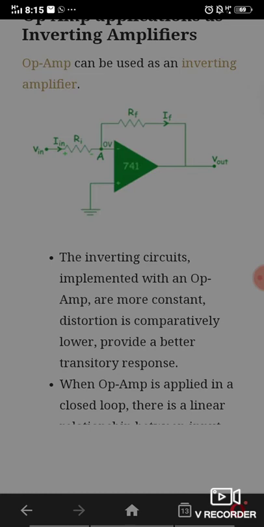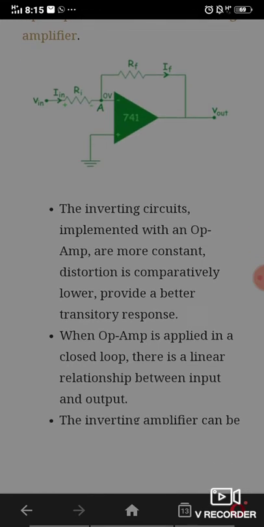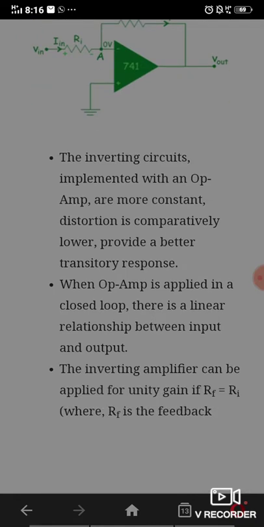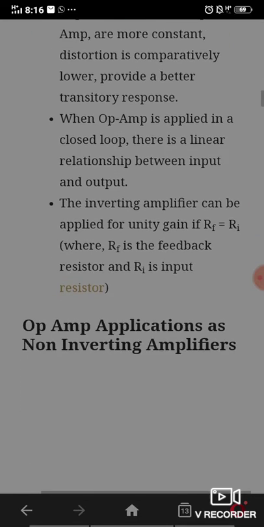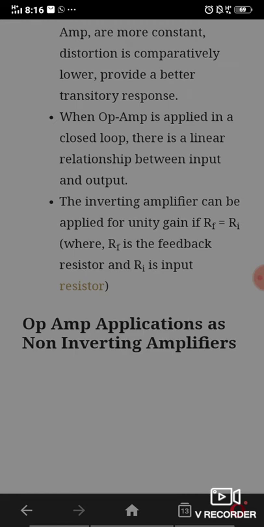The inverting circuit amplifier with an op-amp has comparatively low distortion and provides a better transient response. When an op-amp is applied in a closed loop, there is a linear relationship between input and output. The inverting amplifier can be applied for unity gain if Rf equals R1, where Rf is the feedback resistor and R1 is the input resistor. Op-amp application.